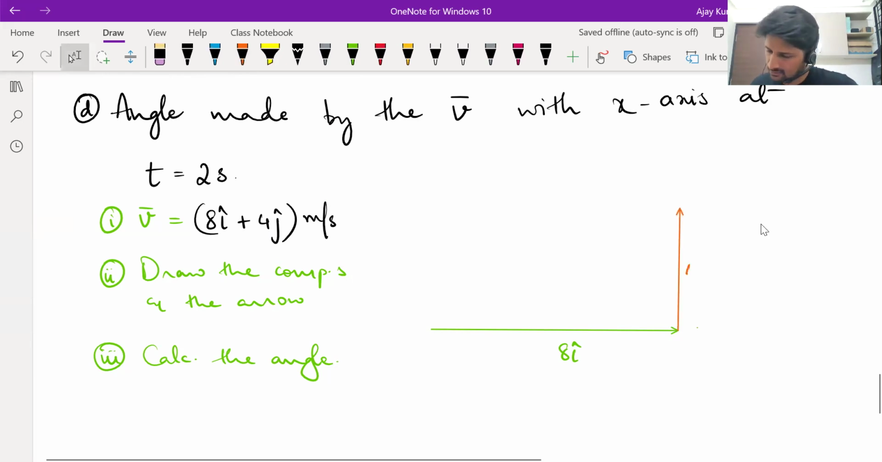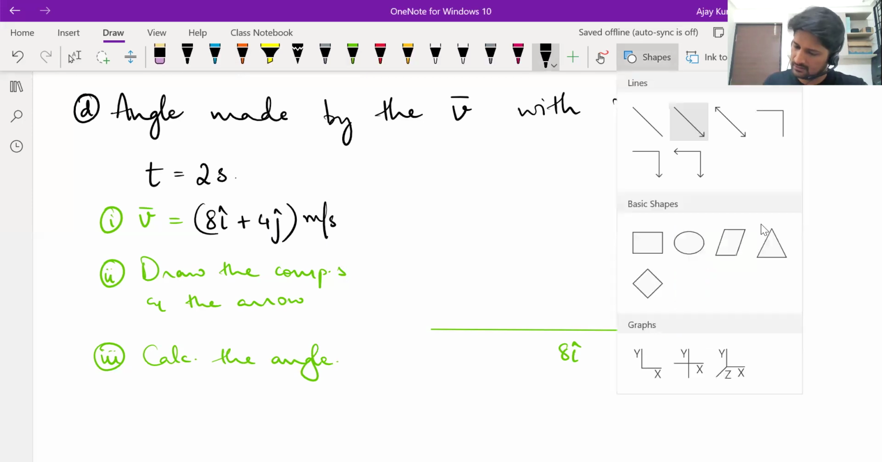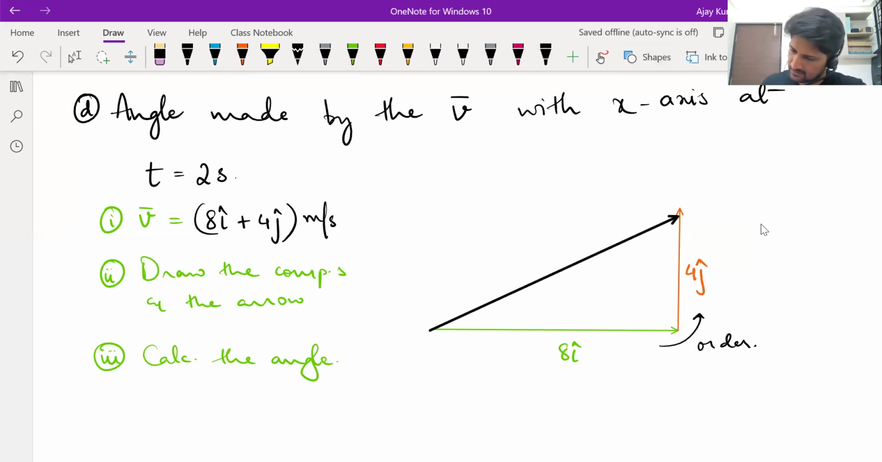Okay. So 4 j cap. Now the velocity that we found out is the sum of these two vectors. Now these two vectors are in order. When two vectors are in order, their resultant, meaning 8 i cap plus 4 j cap, will be the closing side of the triangle taken in reverse order, from the free tail to the free head. So the velocity vector effectively becomes this. So the object is moving like this. How much is it? 8 i cap plus 4 j cap.